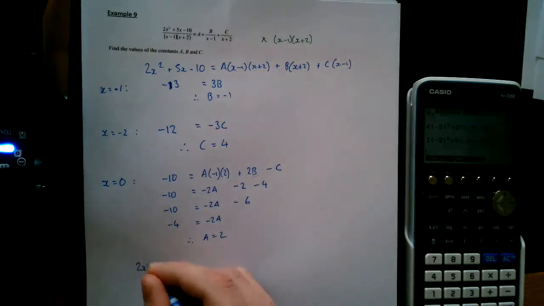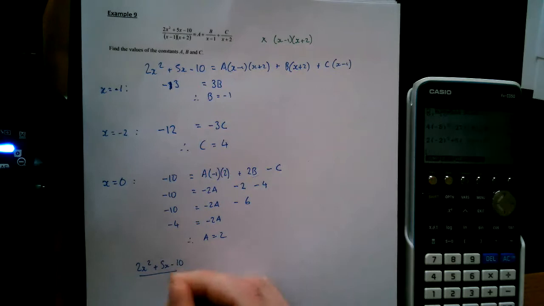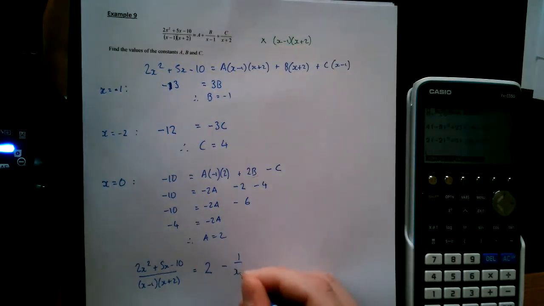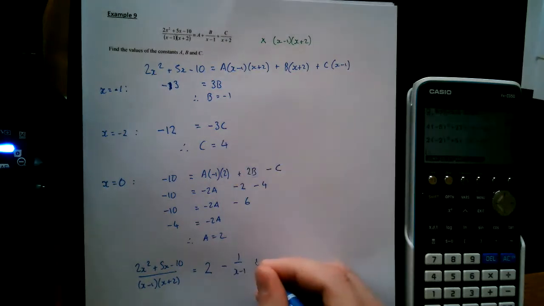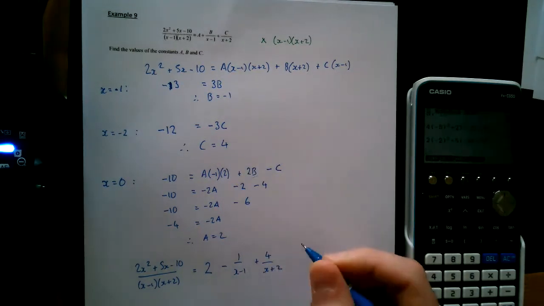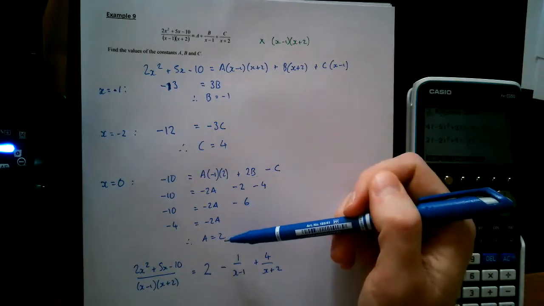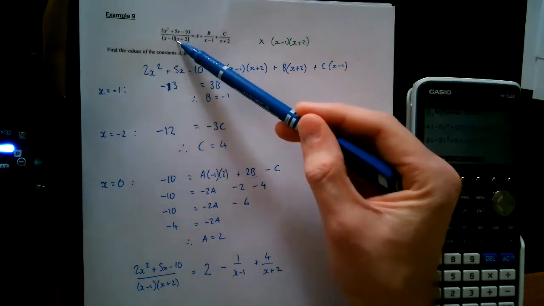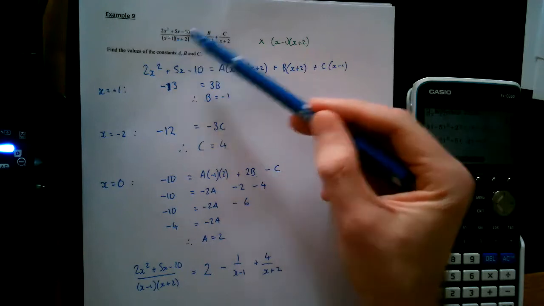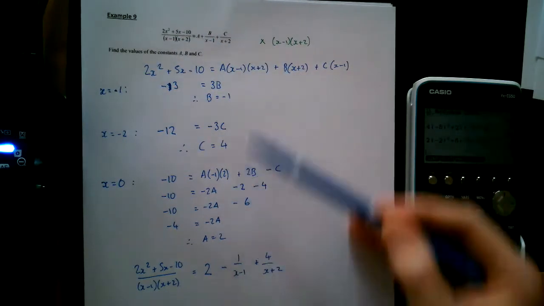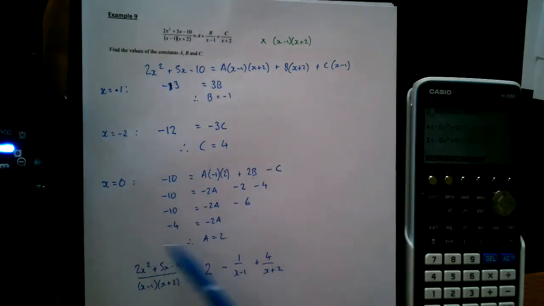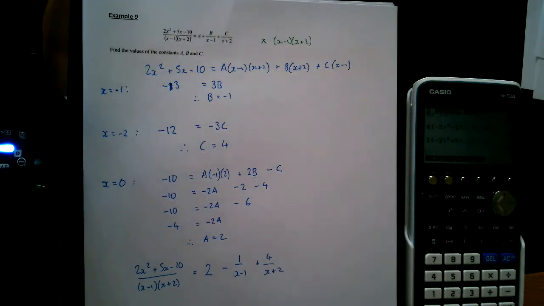So I get that my original fraction is 2 plus the b, which was minus 1, so minus 1 over x minus 1, plus the c, which was 4, so plus 4 over x plus 2. Okay, now a cheat way to get this 2 as well is if I looked at this, on the top I've got 2x squared, on the bottom I would have an x squared, so if I divided them, I'll just be left with a 2 there. So that's how I can get that really quickly as well. And you're allowed to do that if you can spot that. Otherwise, this is a nice safe method, which we'll use on the next video as well.